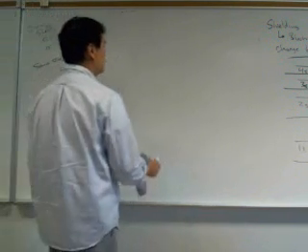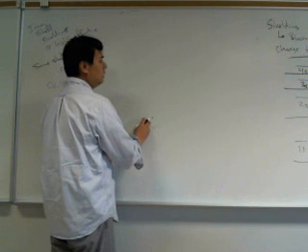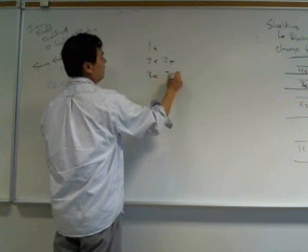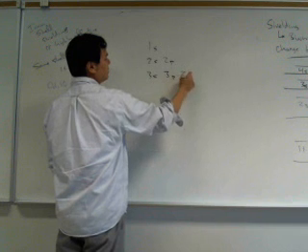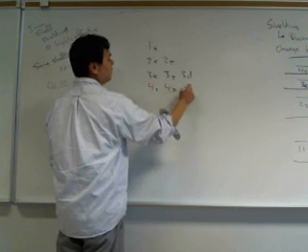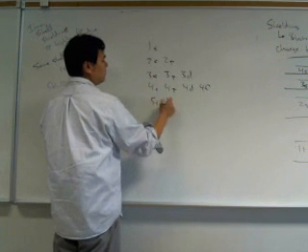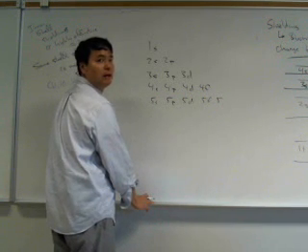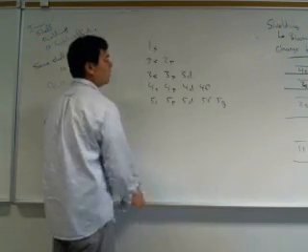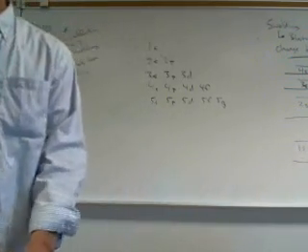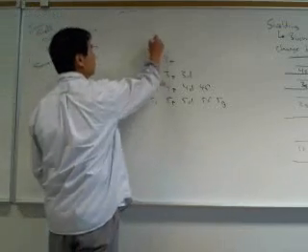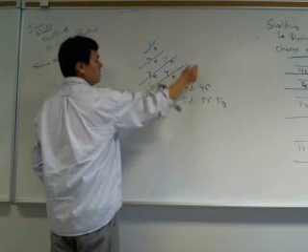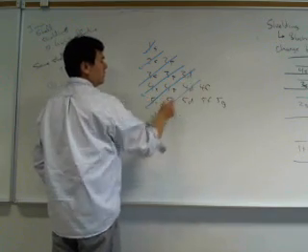One of the patterns that people use to help them memorize is the pyramid pattern. That is 1s, 2s, 2p, 3s, 3p, what comes next? 3d, 4s, 4p, 4d, 4f, 5s, 5p, 5d, 5f. So this is a pattern. The pattern in the energies we can get from here goes 1s first, 2s, followed by 2p, 3s, 3p, 4s, 3d, 4p, 5s, etc.